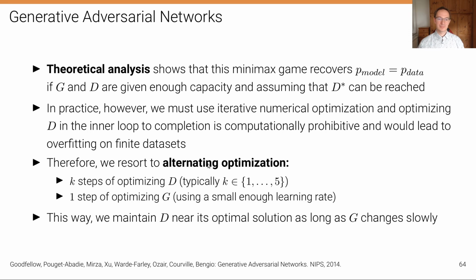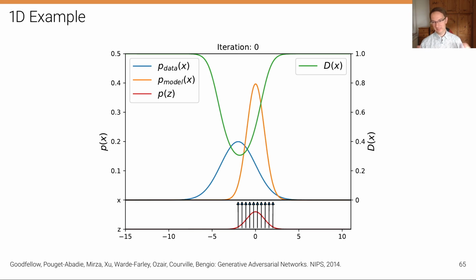So we typically have an alternating optimization where we do 1, 2, 3 steps of optimizing D in the inner loop, and then 1 step of optimizing G using a small enough learning rate. This way we maintain D near its optimal solution as long as G changes slowly enough, which in gradient descent typically it does, because we can't do very large step sizes anyway. And we have seen this little 1D example. Here we have the data distribution in blue, the model distribution at the initial iteration in orange, and the discriminator here in green.